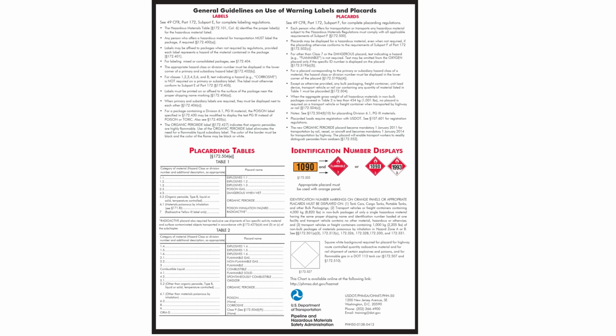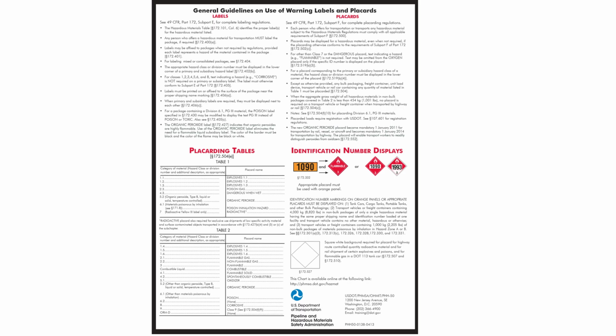General guidelines on the use of placards. The main thing that I want you to look at here is over on the right side. I want you to see identification numbers and displays. That is how you placard a bulk package with a UN number. You see the flammable class 3 with a 1090, and then you see a combustible class 3 with a 1993 in it. That is a bulk placard.